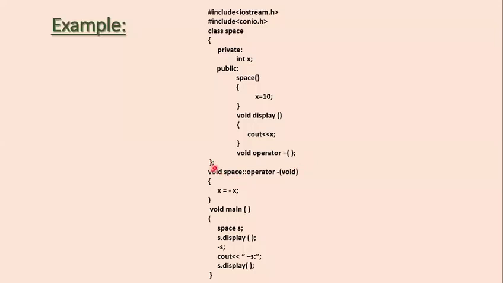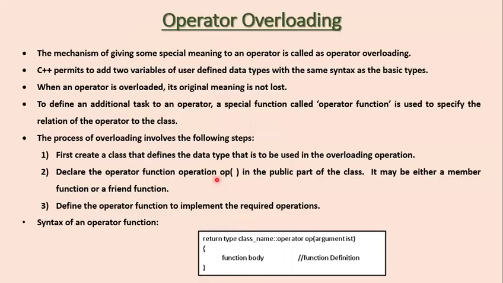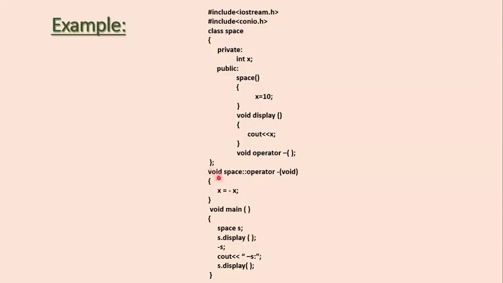After that, here I have declared that I am going to overload this minus operator. But which task that operator is going to perform, that I am going to declare here. How to declare it? Use this syntax, that is return type, class name. So here the return type is void, it is not going to return anything. Class name is space, then scope resolution operator, then the operator keyword, and then the actual operator, that is minus. In the brackets void is there because we are not passing any argument.